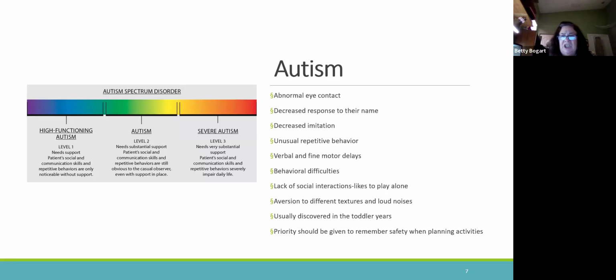They don't like to be touched. They don't like to look you in the eyes. They don't like loud noises. They don't like crowds. All of these things can make them irritated. Now, they love to imitate and do these repetitive behaviors.